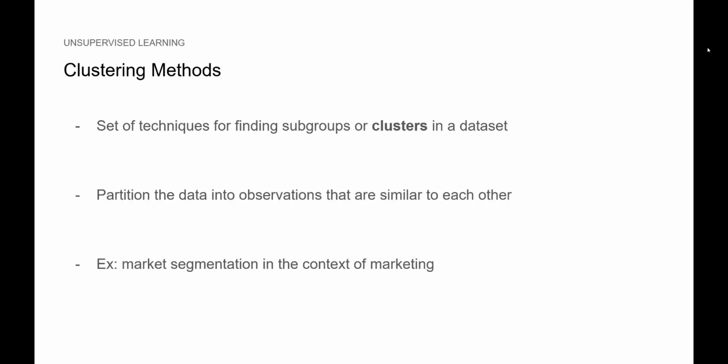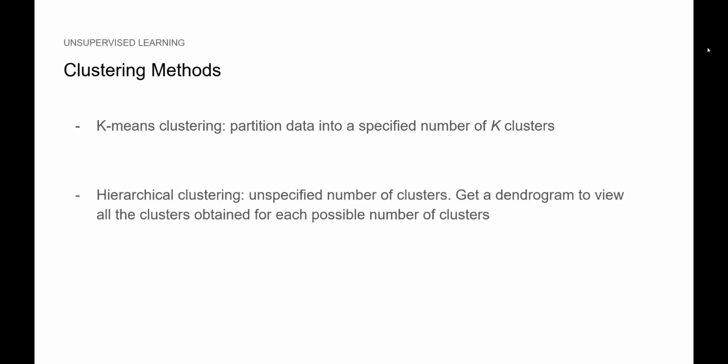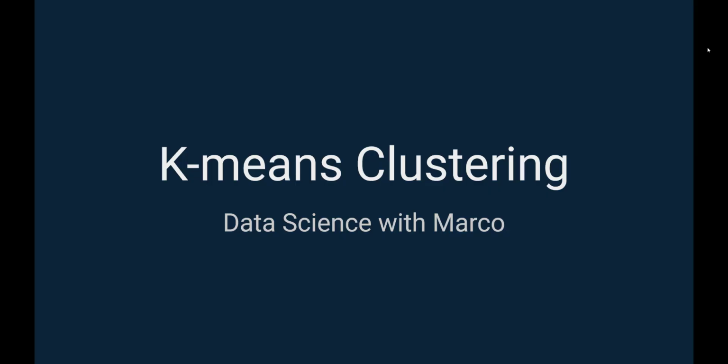Clustering is a set of techniques for finding subgroups or clusters in a data set. This helps us to partition the data into observations that are similar to one another, and an application of that could be market segmentation in the context of marketing. We will first explore k-means clustering, which partitions the data in a specified number of k clusters. And we will also look at hierarchical clustering, which does not need a specific number of clusters. Instead, we can generate a dendrogram and see the clusters for all possible number of clusters. So first, let's focus on k-means.